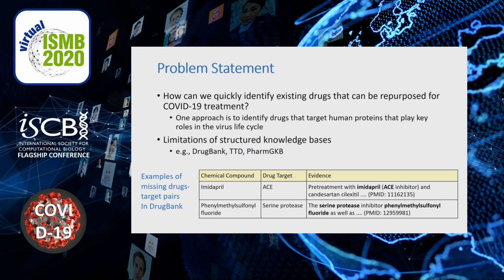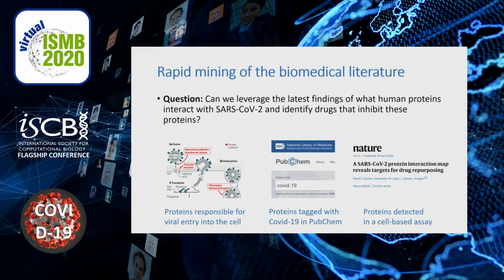This has higher likelihood of identifying existing drugs. The most direct source of such information is in the structured knowledge bases, such as DrugBank, TTD, PharmGKB. However, because they rely on human manual curation, while being very accurate, they can be limited in both the coverage and also to stay current. So we asked the question, can we leverage the latest findings of what human proteins interact with the virus and therefore identify drugs that inhibit these proteins?